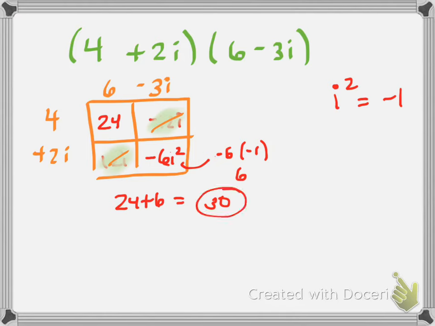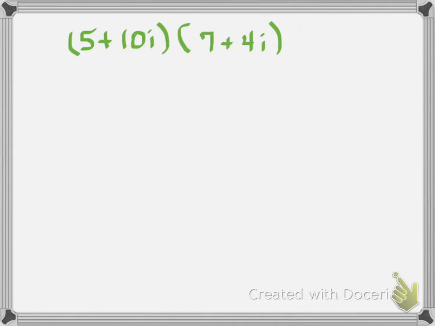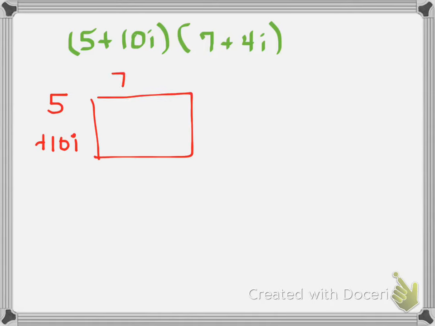So if I just blew your mind, that's okay. Let's look at one more example. So again, here we have multiplication. There's nothing in between these parentheses, so we know we're multiplying. So I'm going to set this up. I'm going to put 5 plus 10i over here, and across the top, I'm going to put 7 plus 4i.